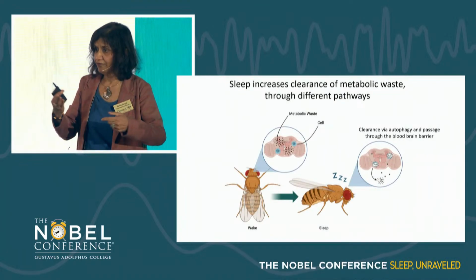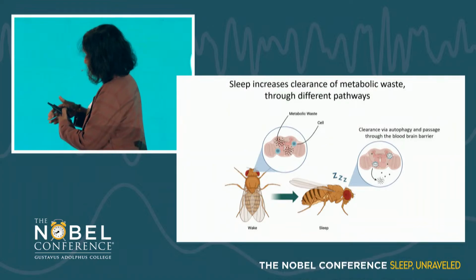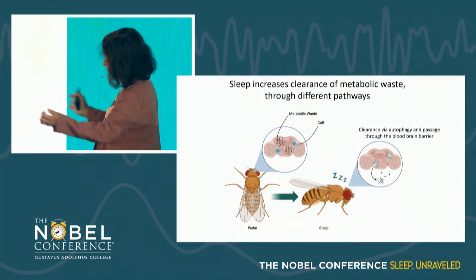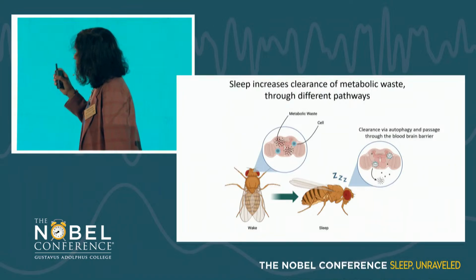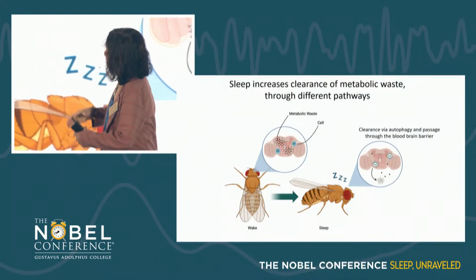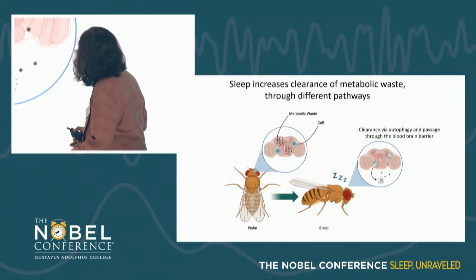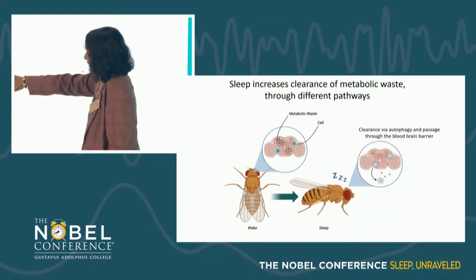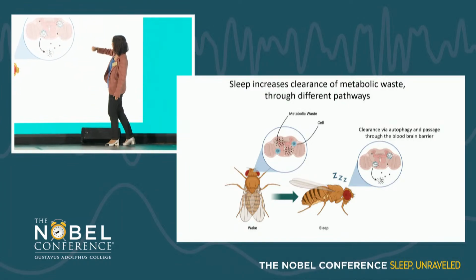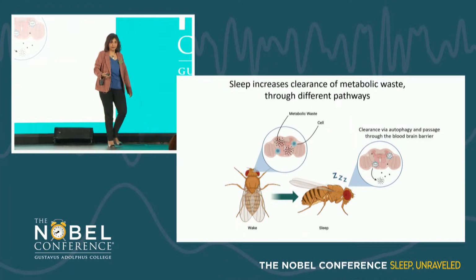Now, you will hear tomorrow from Maiken Nedergaard, who will tell you about her beautiful work showing how the glymphatic system is involved in waste clearance during sleep. The 2 processes that we work on are a little bit different, but I think they're all serving the same purpose. So during wake, your neurons are firing a lot in the brain. You're looking at the fly brain here. And there's a lot of metabolic waste building up within cells, but also just in between cells. And what we find is that during sleep, this waste is cleared. Within cells, it's cleared by a process called autophagy, and then in the brain as a whole, it's via endocytosis through the blood-brain barrier.